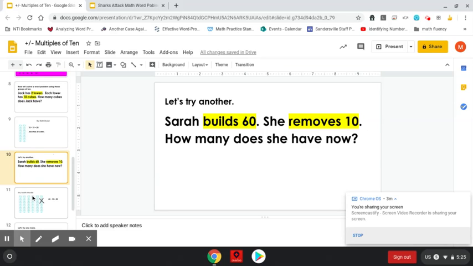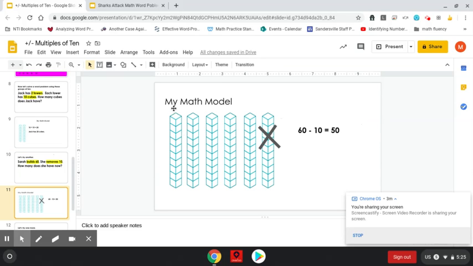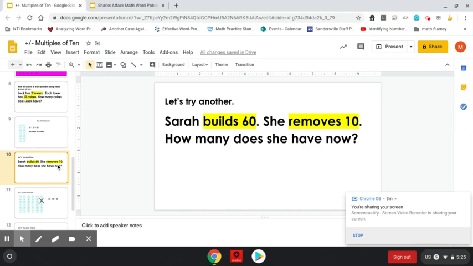So I'm going to think for a minute, how many does she have now? And then I'm going to draw my math model to help me solve. I drew 10, 20, 30, 40, 50, 60. I took one of those groups of 10 away because that equals 10 cubes. And I'm left with 10, 20, 30, 40, 50. So Sarah has 50 cubes left.